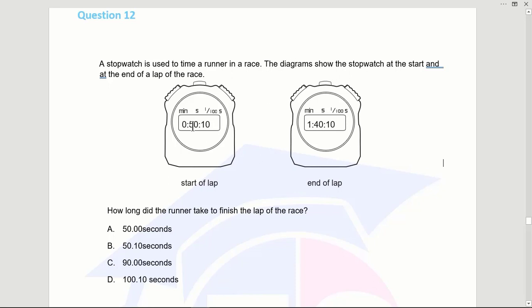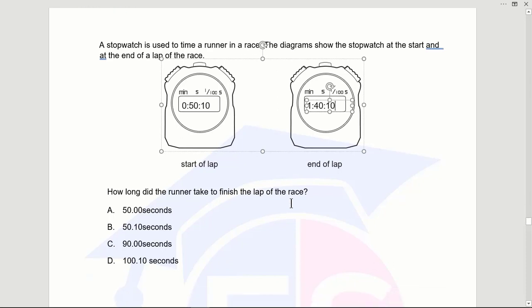For example, here 50 seconds, and what is here? 1 minute and 40 seconds, meaning 50 seconds is added here. Again, this is 50. If you add 10 seconds, it becomes 1 minute. If you add 40 more seconds, it becomes the same thing here. So what is the answer? 50 seconds, because the other part, 10, is the same for both. So we have to subtract only these two.